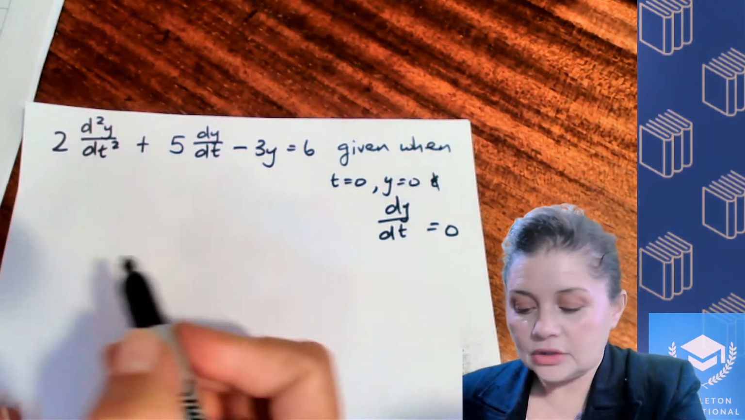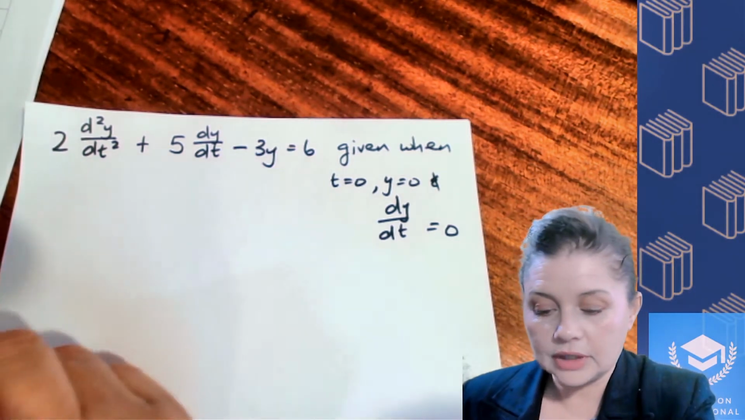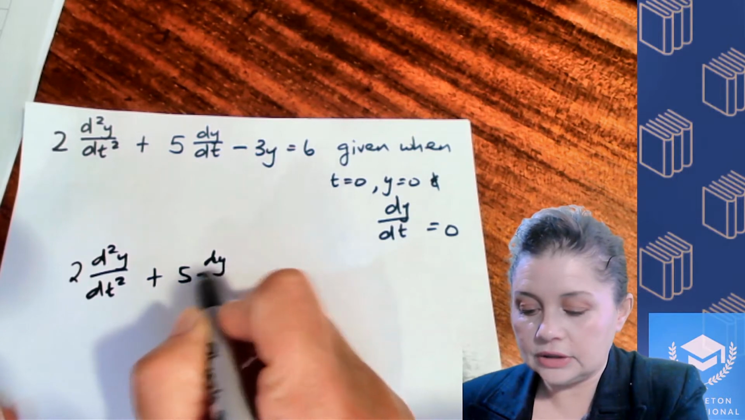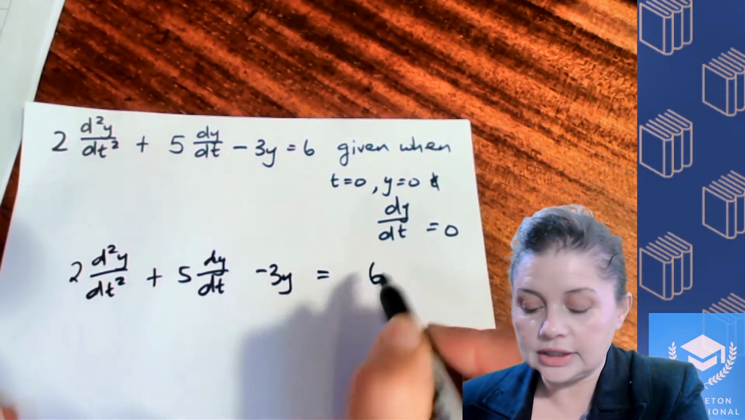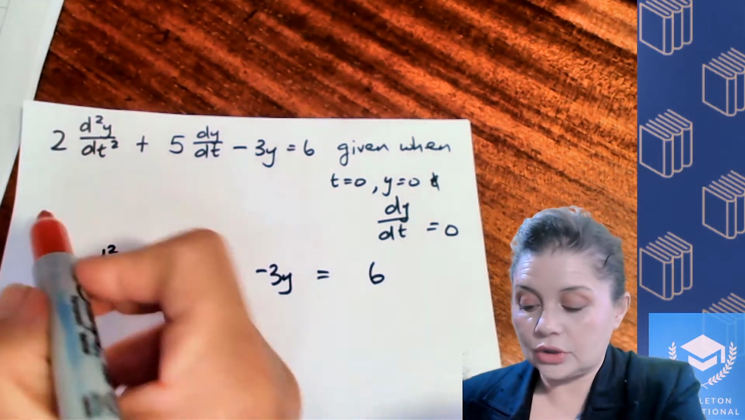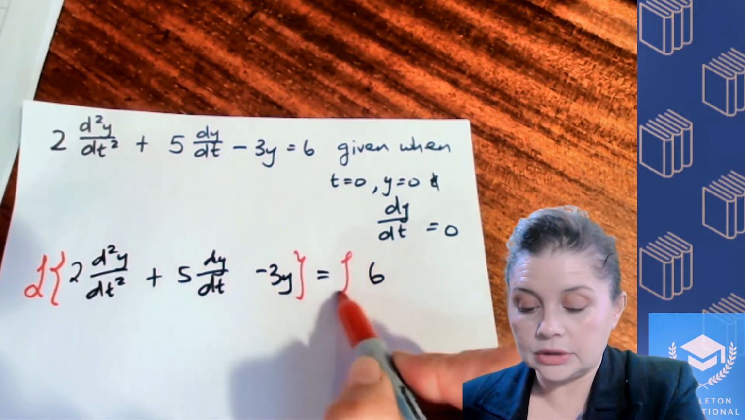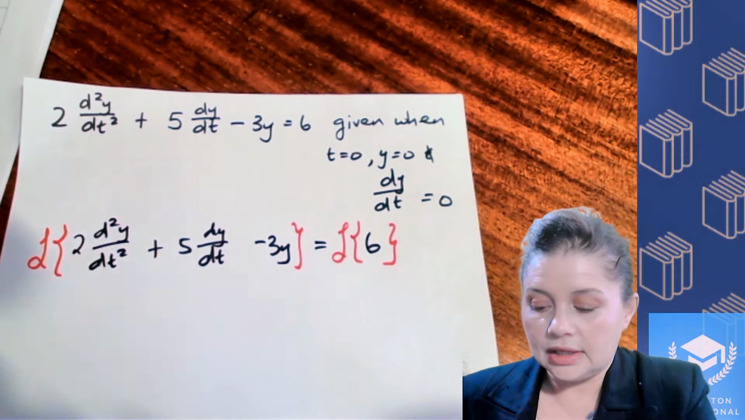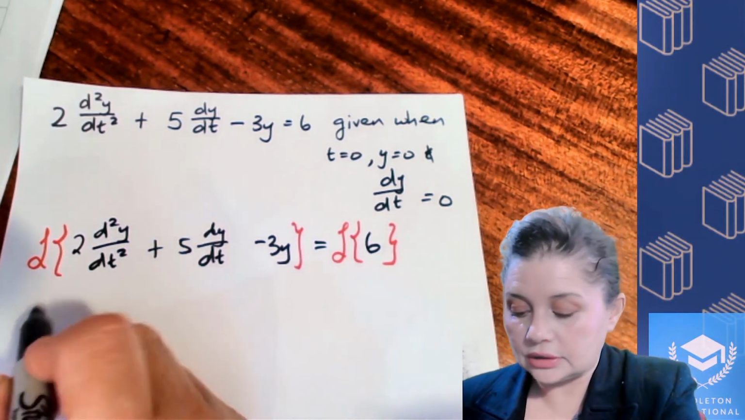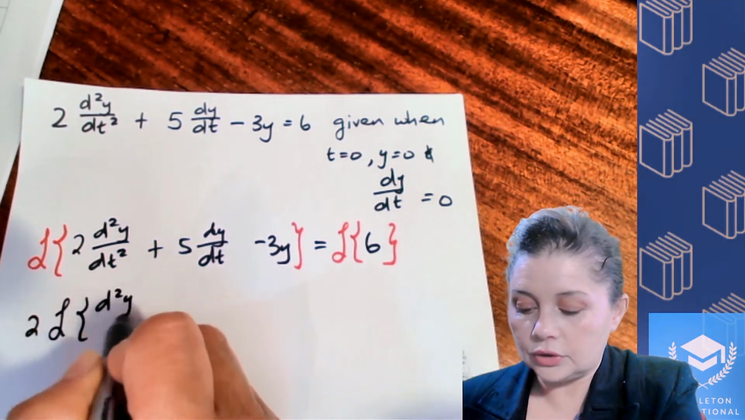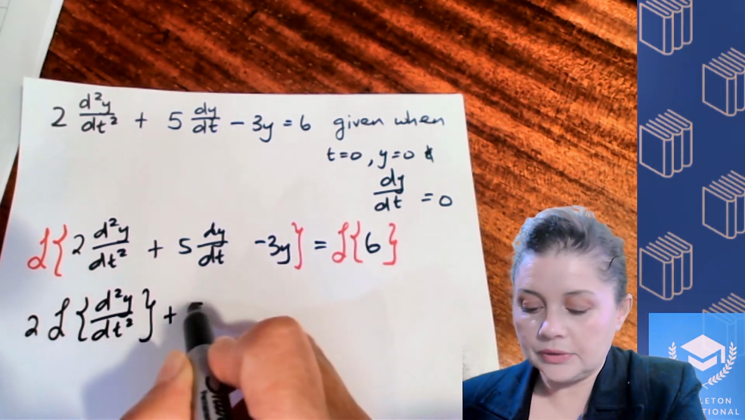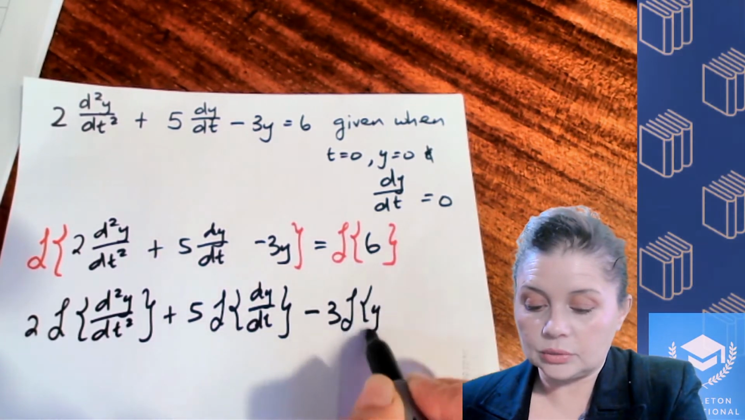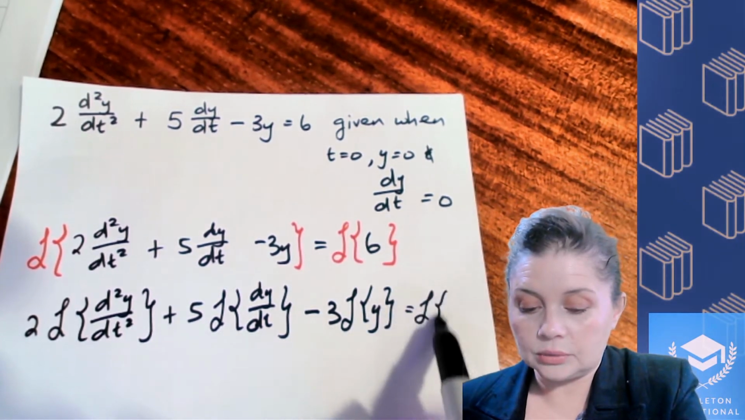So let's do this. I'm going to take my differential equation, 2 d squared y dt squared plus 5 dy dt minus 3y equals 6. And then I apply the Laplace transform to both sides of the equation, right? And that is the same as writing it as the Laplace transform of each of the terms in the equation. So it is 2 times the transform of your second derivative, plus 5 times the transform of your first derivative, minus 3 times the transform of y, and then the transform of 6, right?